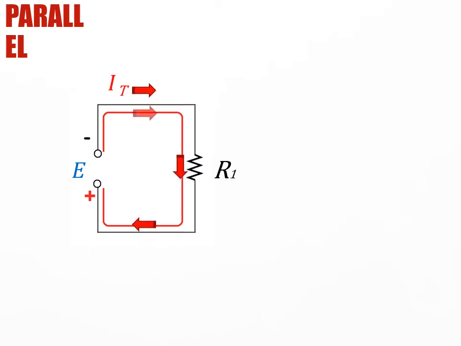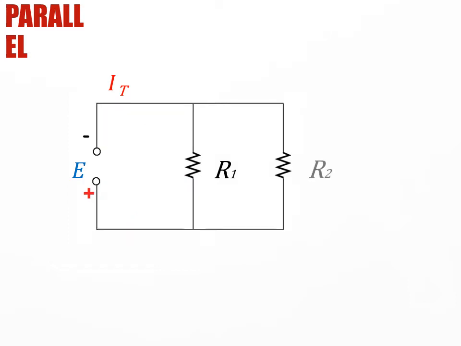So again, we apply voltage to a load, R1. Current will start to flow. But as we add a second resistor to R1, we see here that the tops of both R1 and R2 go to the negative side of the source, E. Both bottoms of R1 and R2 are connected to the positive side of the voltage source, E.